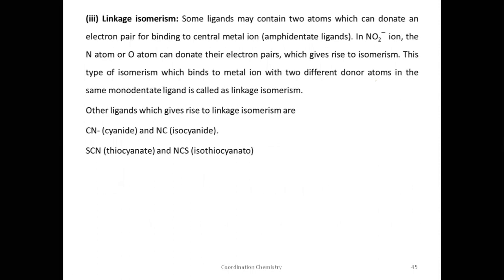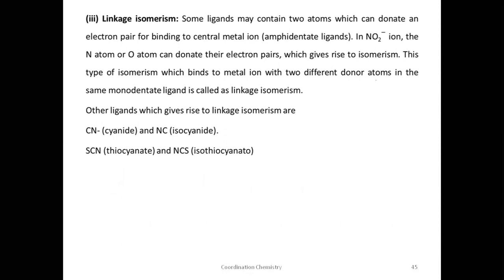Now let us see another isomerism, that is linkage isomerism. Some ligands may contain two atoms which can donate an electron pair for bonding to the central metal ion, like amphidentate ligands. We have already discussed this about amphidentate ligands. The molecular formula is the same, for example, nitro and nitrito, NO2 and ONO. The molecular formula is the same, but the donor atom with which the central metal atom is forming a coordinate covalent bond will be varying.